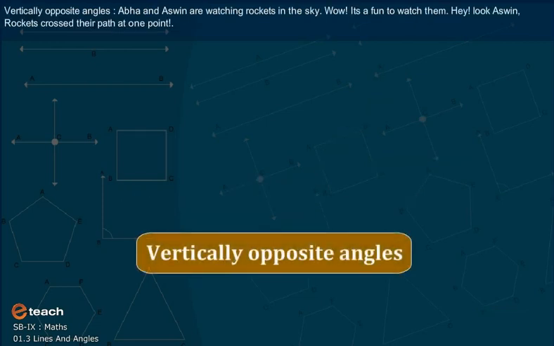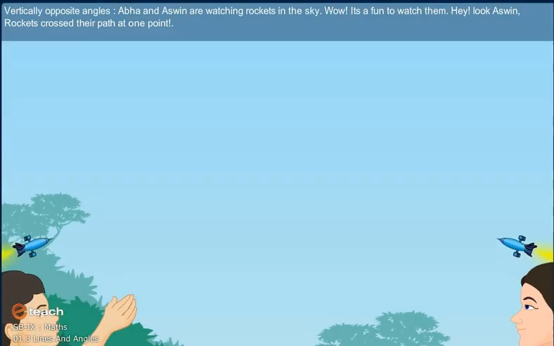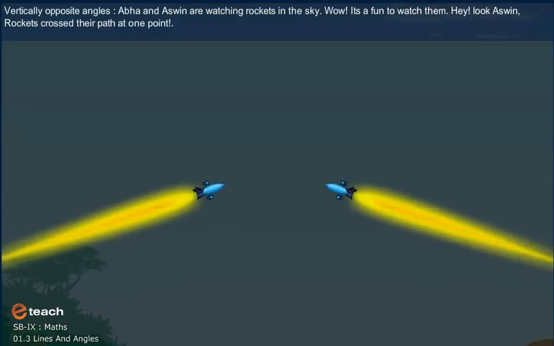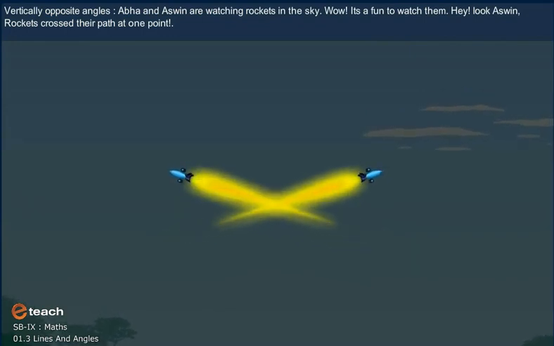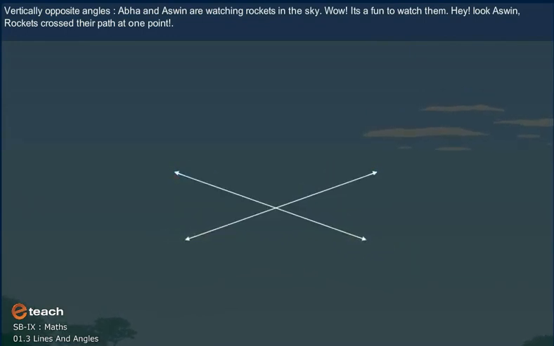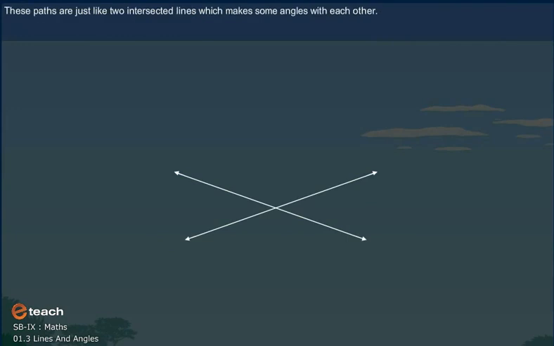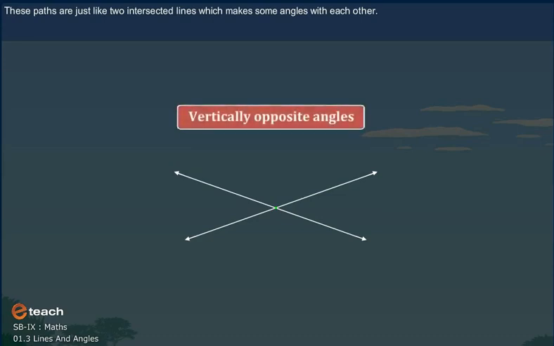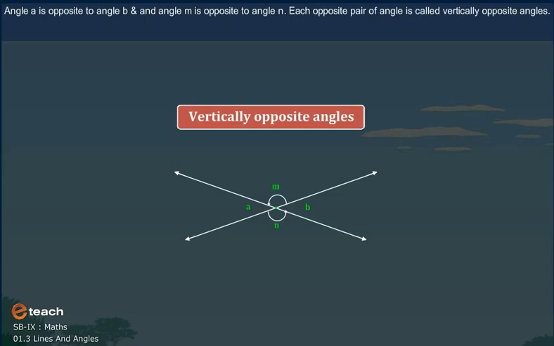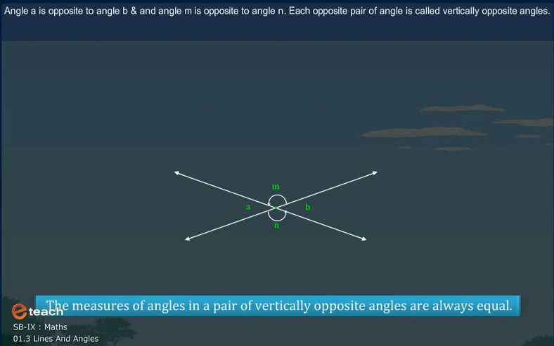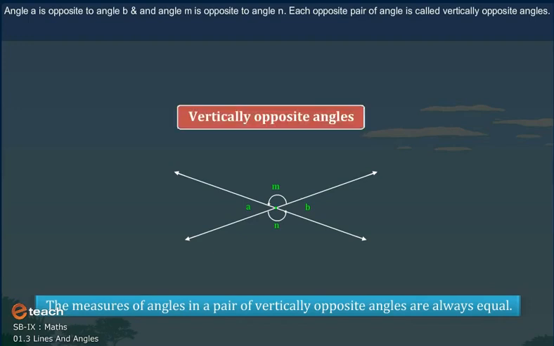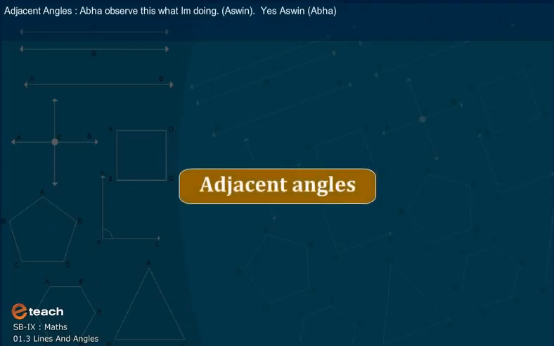Vertically opposite angles. Abha and Ashwin are watching rockets in the sky. Wow, it's so fun to watch them. Hey, look Ashwin, the rockets crossed their paths at one point. These paths are just like two intersecting lines which make some angles with each other. Angle A is opposite to angle B and angle M is opposite to angle N. Each opposite pair of angles is called vertically opposite angles.